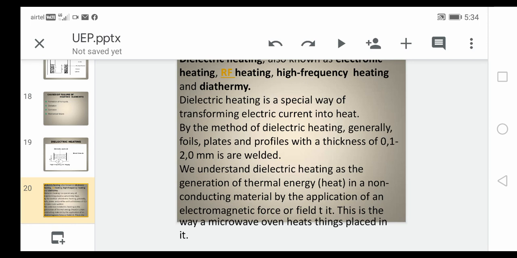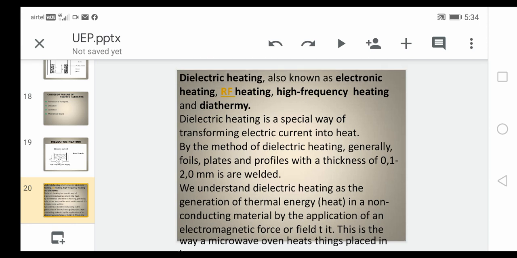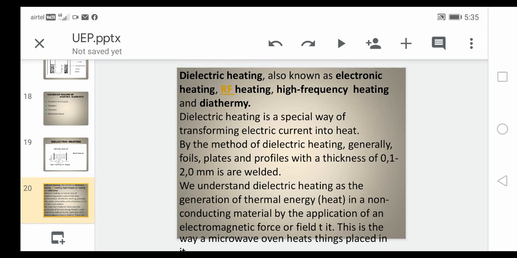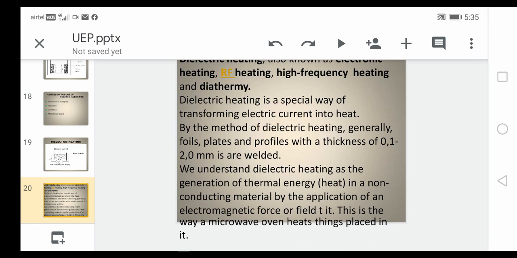This is like a microwave, which heats things placed in it. Dielectric heating is nothing but placing the charge that you need to heat and applying a high frequency AC supply.